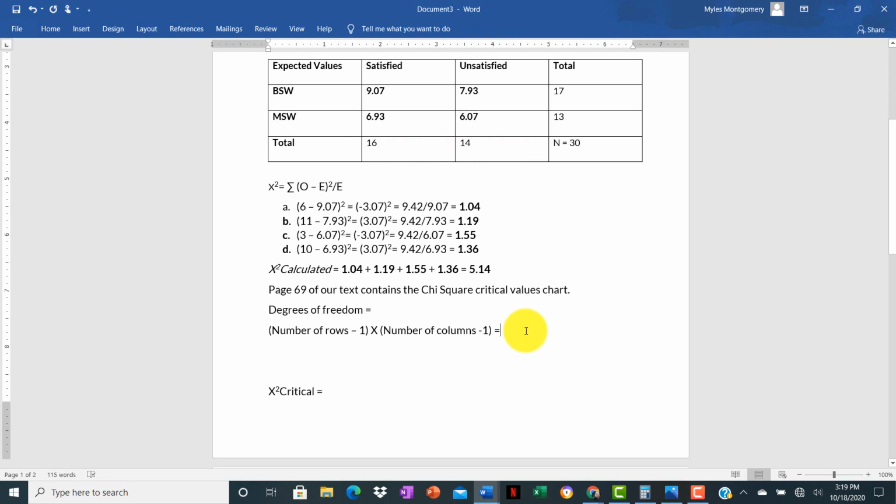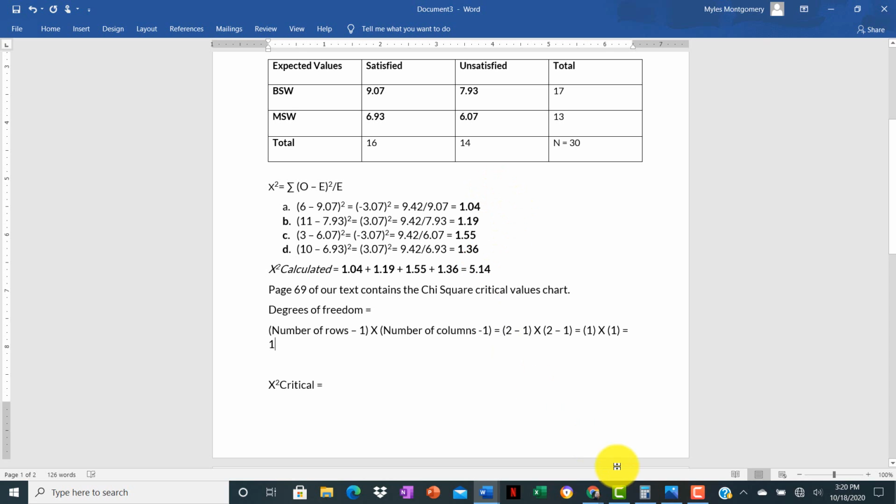So we're going to say number of rows. How many did we have here? We have 2, minus 1, because that's part of the formula. Times, and then let's see how many columns we have. Well, remember that titles and totals don't count. So we have 1, 2. So we'll go 2 minus 1. Well, last time I checked, 2 minus 1 is 1. So 2 minus 1 equals 1 times 2 minus 1 equals 1 again. So 1 times 1 equals 1. This was not that difficult, was it? Let me bring that back.